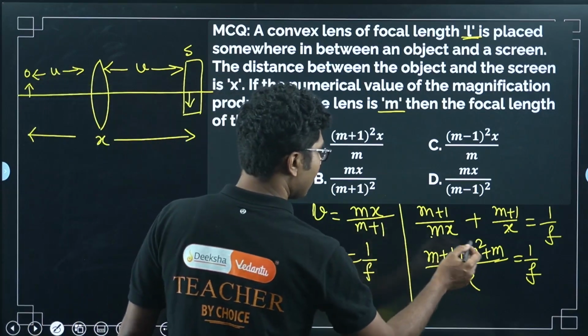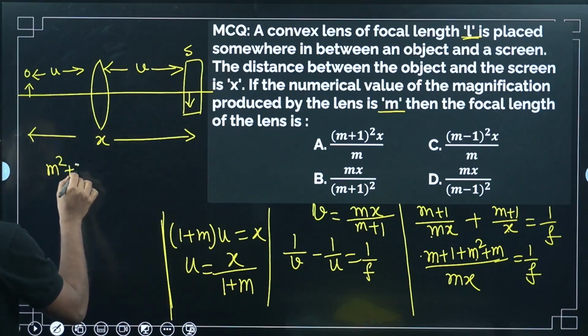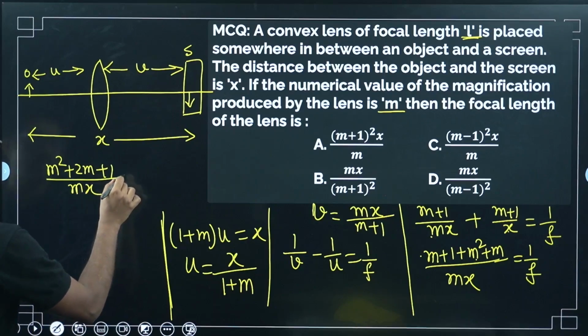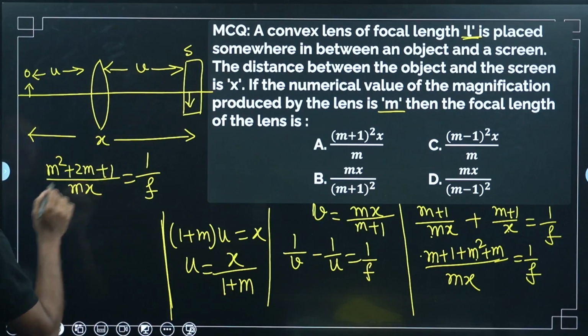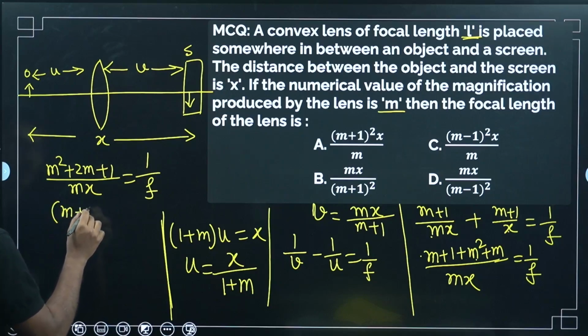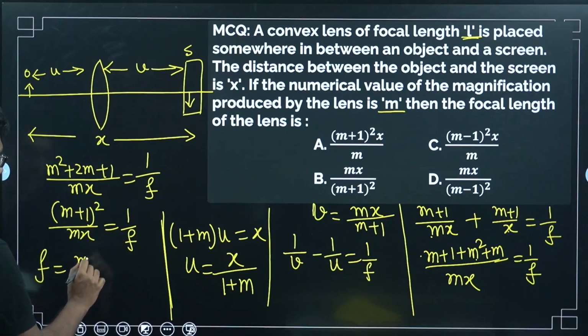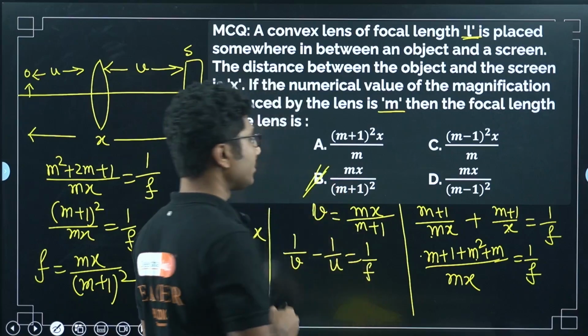So what is m square plus 2m plus 1, right? So m square plus 2m plus 1 divided by mx equals to 1 by f. That is a square plus 2a plus 1, so it will become m plus 1 whole square by mx equals to 1 by f, or f equals to mx by m plus 1 whole square. Okay, so mx by m plus 1 whole square is the answer.